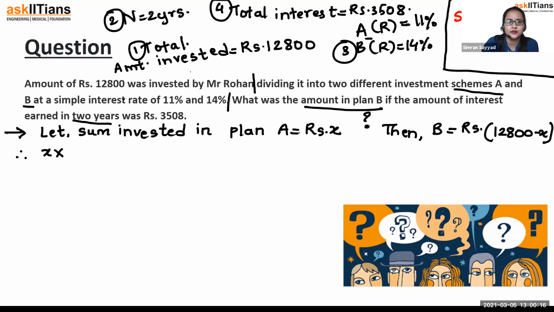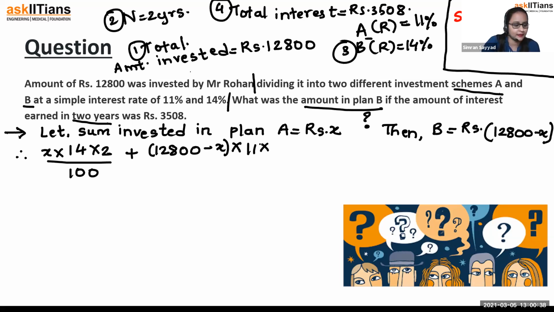For X, 14%, 2 times year upon 100. Okay. Now for the second one. What is the second principle? It's 12,800 minus X into 11% and number of years is 2, whole divided by 100, which is equal to interest. We know the interest. It is 3508.